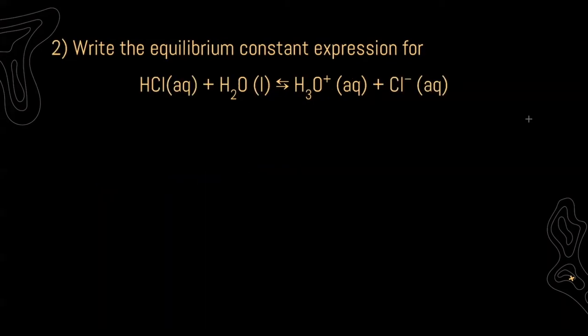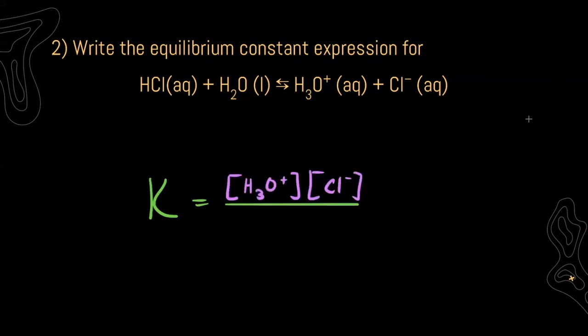Now we're going to write the equilibrium constant expression for the reaction between hydrochloric acid and water to create hydronium ions and chlorine ions. So again, my equilibrium constant is a ratio between my products, so in this case the concentration of H3O plus and Cl minus, that's going to be divided by the concentration of my reactants. In this case, I'm only going to put hydrochloric acid because my concentration of water is not going to change. The concentration of water will always stay the same.